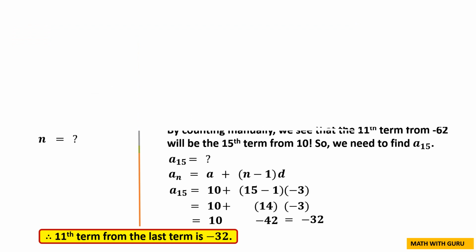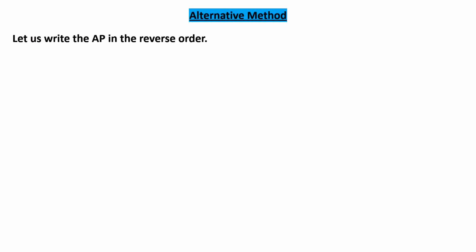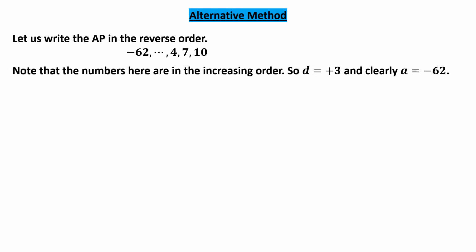There is another way of solving this problem. Alternative method: let us write the AP in the reverse order, minus 62, and so on, 4, 7, 10. Note that the numbers here are in ascending order. So d equals plus 3. Look at the last three terms, 4, 7, 10.